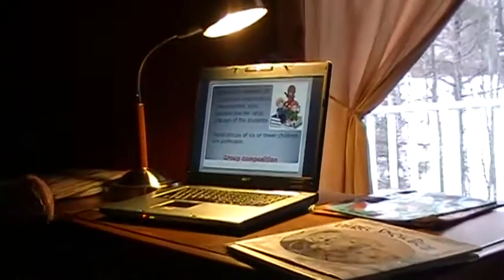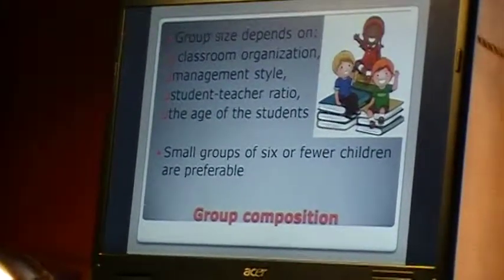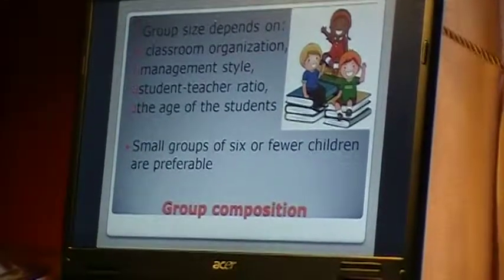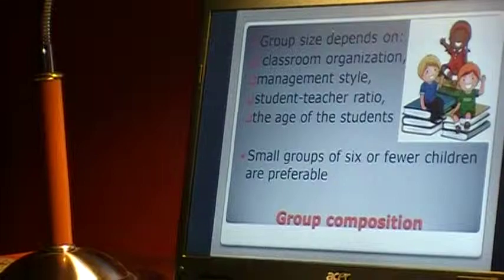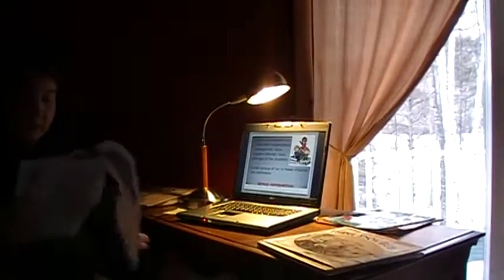Group composition. Group size depends on classroom organization, management style, student-teacher ratio, the age of the students. For younger children, for example 2 to 3 years old, teachers may want to consider smaller groups with no more than 4 children. For preschool classroom teachers, they can experiment with groups of 5 to 8 children. Kindergarten and first grade teachers may be able to manage larger group sizes or whole class readings.